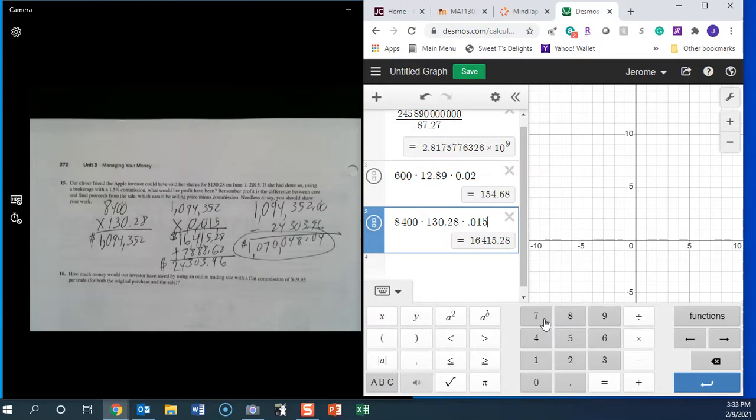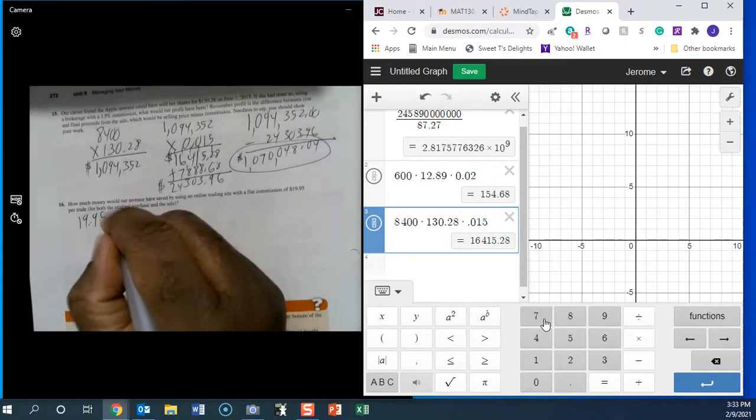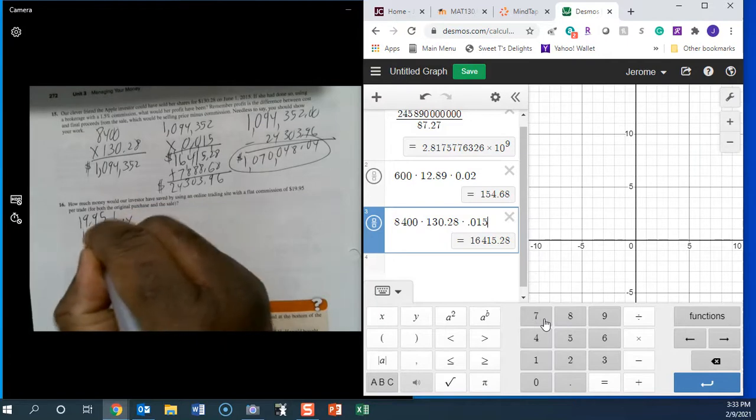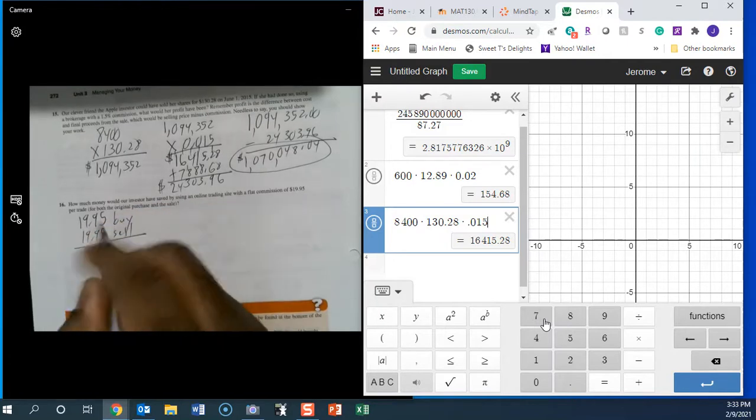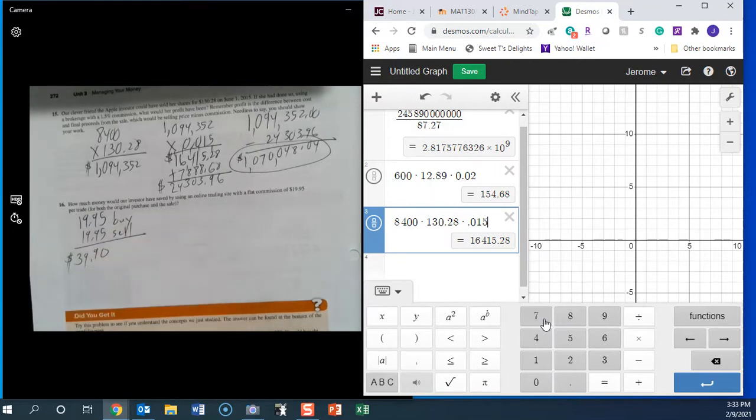Okay, now it says here, how much money would our investor have saved by using an online trading site with a flat commission of $19.95? Okay, so first of all, the flat commission is $19.95. So it's $19.95 to buy, and it's $19.95 also to sell. So we're talking a total here of $39.90.